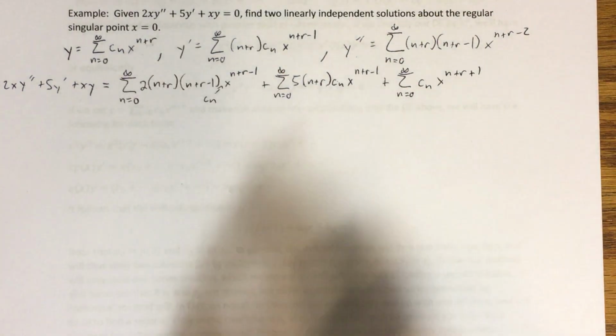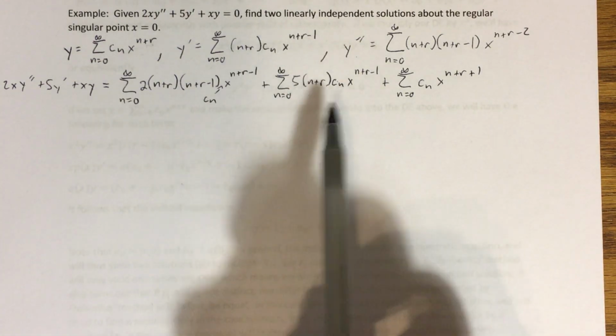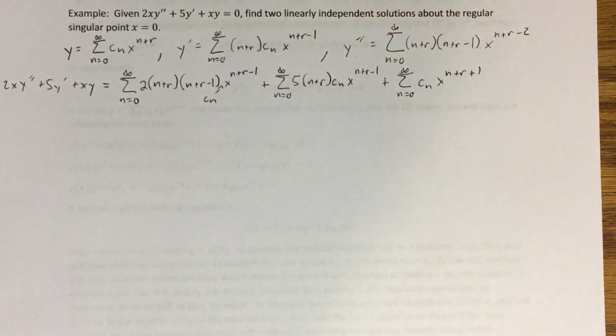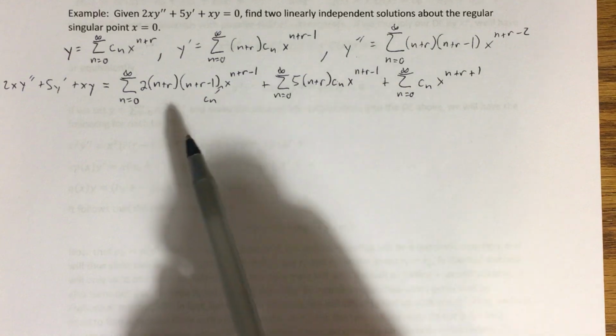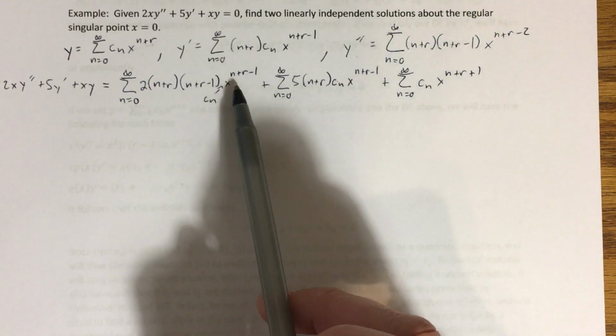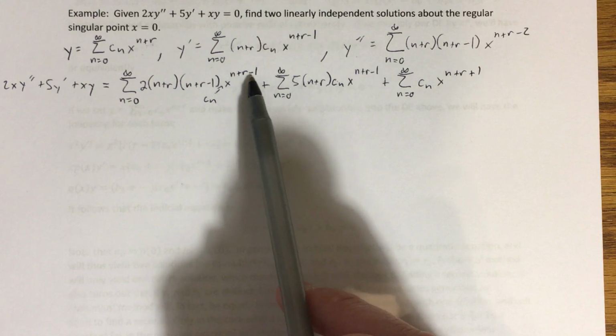Okay, so there are three series that we need to combine. The first two match up perfectly. Notice all of the indices start at n equals 0, and that always happens when we're doing these problems, for the reasons I mentioned a little bit earlier. However, they don't all start at the same x term. Notice this guy, if I plug in n equals 0 right here, it's going to start at r minus 1.